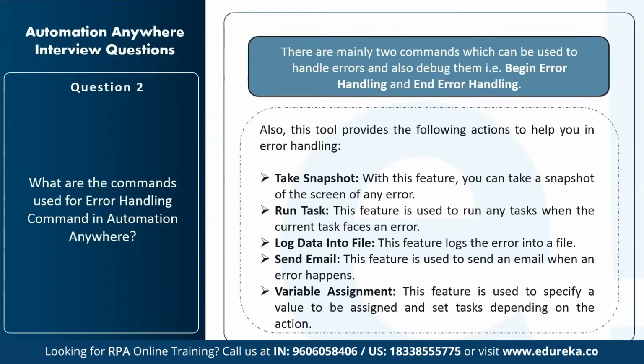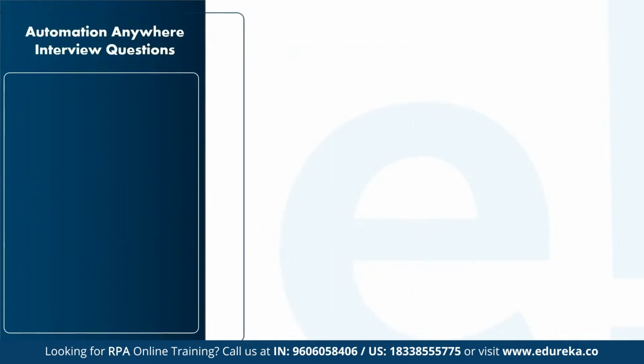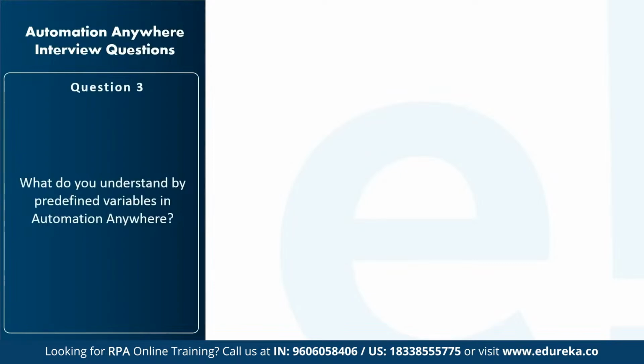And coming to variable assignment, this feature is used to specify a value to be assigned and set tasks depending on the action. So guys, these were the commands used for error handling in Automation Anywhere. That is the begin error handling and end error handling with n number of features to let you perform different actions. Moving on to the next question, that is, what do you understand by predefined variables in Automation Anywhere?